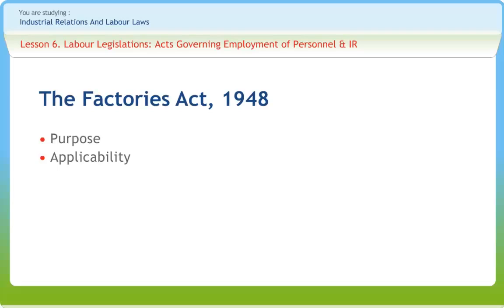The industries in which 10 or more than 10 workers are employed on any day of the preceding 12 months and are engaged in manufacturing process being carried out with the aid of power, or 20 or more than 20 workers are employed in manufacturing process being carried out without the aid of power, are covered under the provisions of this Act.